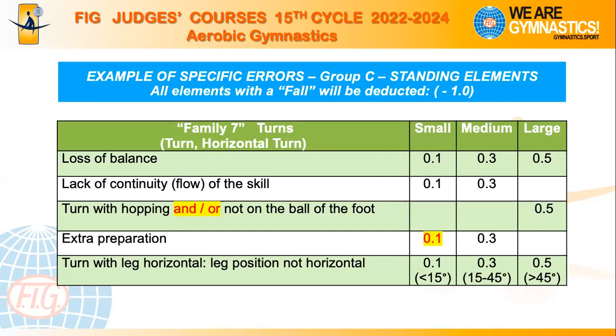Okay, now family 7. Family 7s are turns, and you have turn and horizontal turn. Just to give you a little bit, we put two together. This is not in the errata list, but I'm giving you the information. The one in the yellow: loss of balance is 1, 3, 5. Lack of continuity means flow is 1, 3. With a hop or not on the ball of the foot is 5. It's a wrong technique. And extra preparation, we do have 1 and 3.